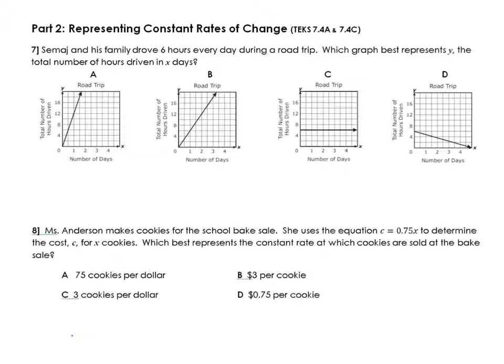Okay, number 7. Samajay and his family drove 6 hours every day during a road trip. Which graph best represents y, the total number of hours driven, in x days? So they tell us that his family is driving at a rate of 6 hours every day.